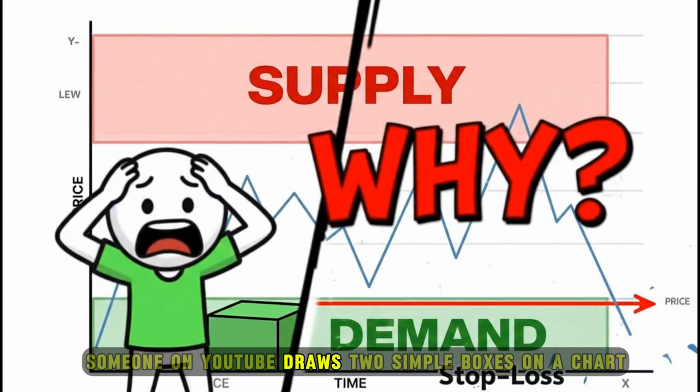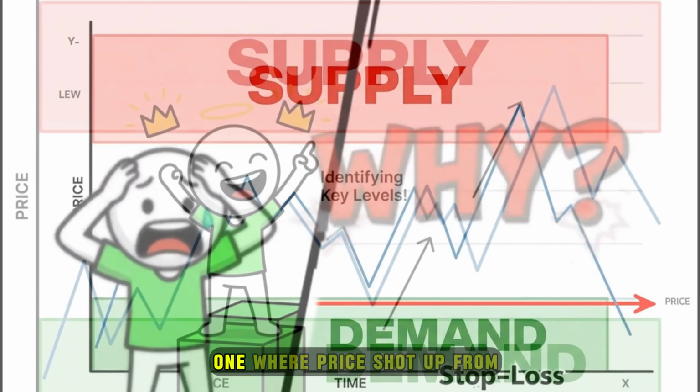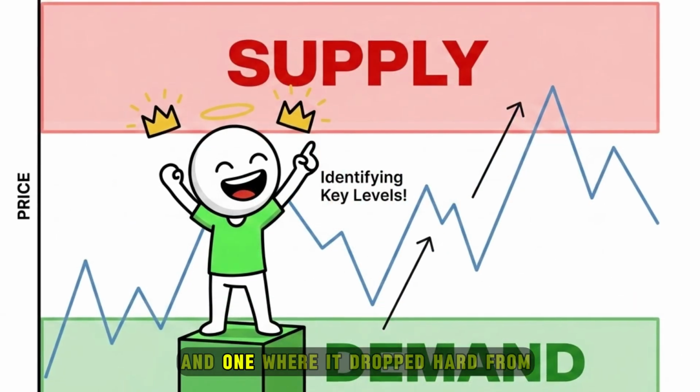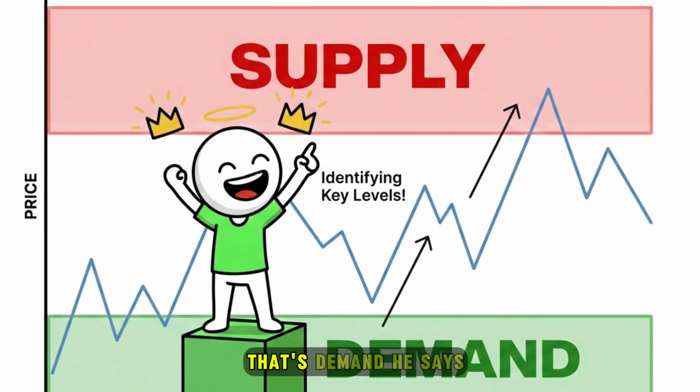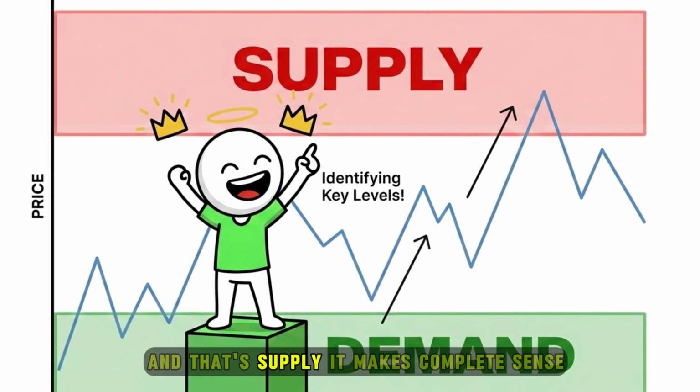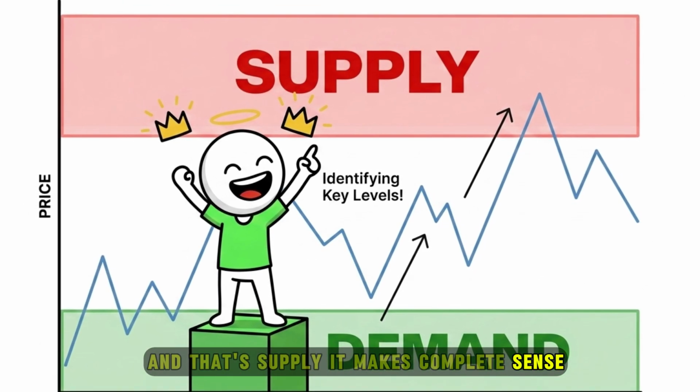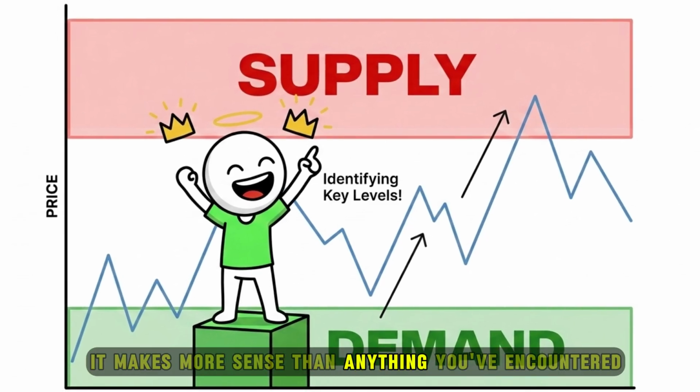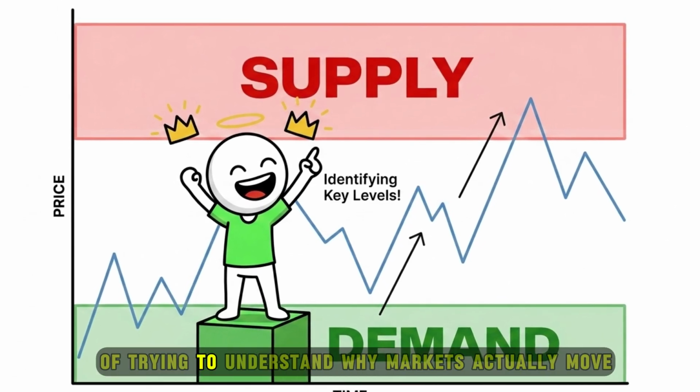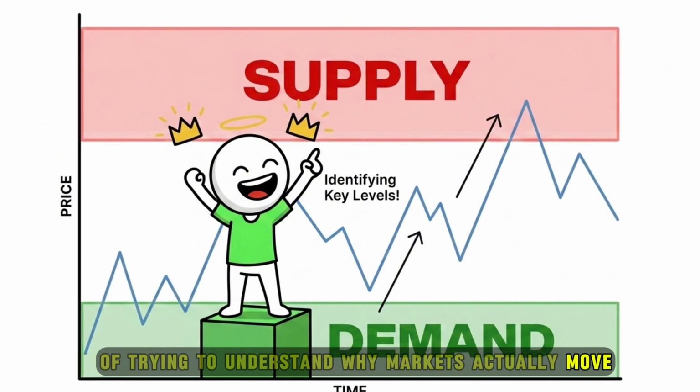Someone on YouTube draws 2 simple boxes on a chart, one where price shot up from and one where it dropped hard from. That's demand, he says, and that's supply. It makes complete sense. In fact, it makes more sense than anything you've encountered in 6 months of trying to understand why markets actually move.